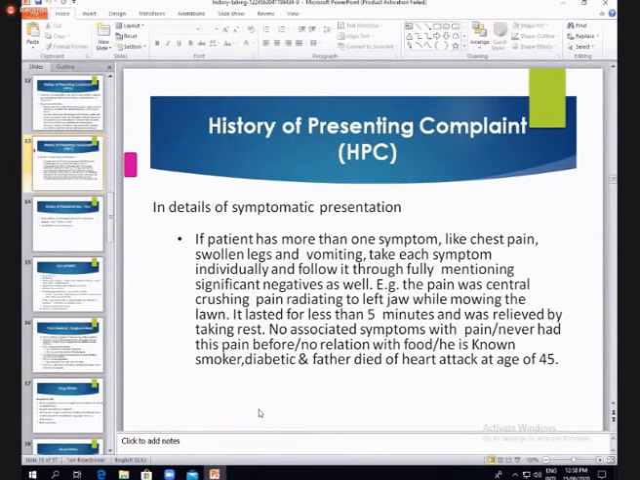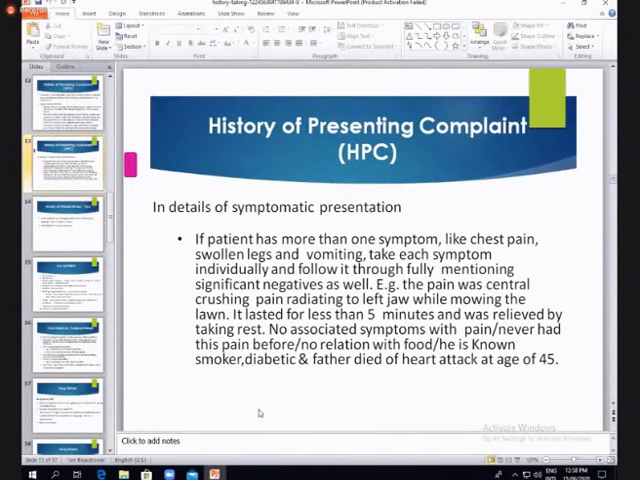This is a very heavy slide, but I'm going to read it out for you. If the patient has more than one symptom, like chest pain, it becomes a bit complicated. Chest pain, swollen legs, and vomiting. Take each symptom individually and follow it up, fully mentioning the significant negatives as well. For example, the pain was central, crushing pain, radiating to the left jaw, while mowing the lawn.